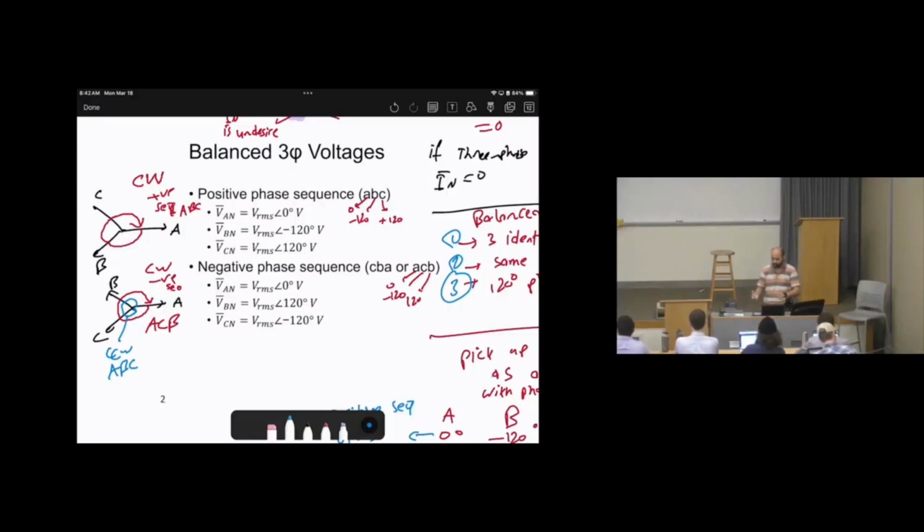So the overall thought, again: make sure the angle of phase A is every time 0, B negative 120, C positive 120 if it's positive sequence. If it is negative, swap B and C. Then that's it. They are all sharing the same magnitude.